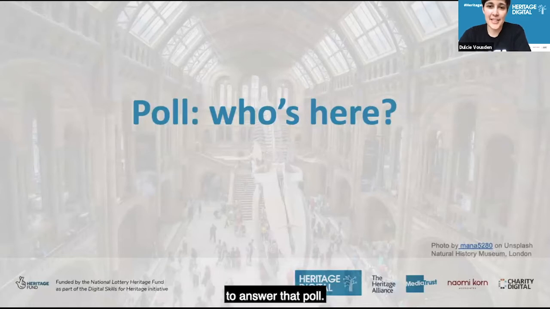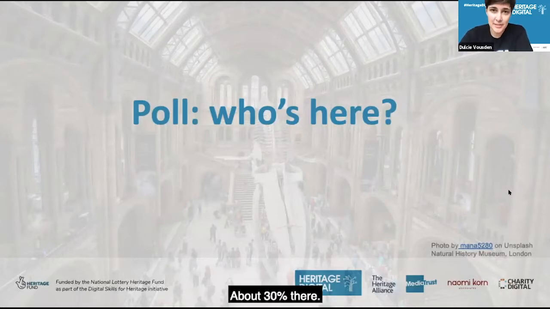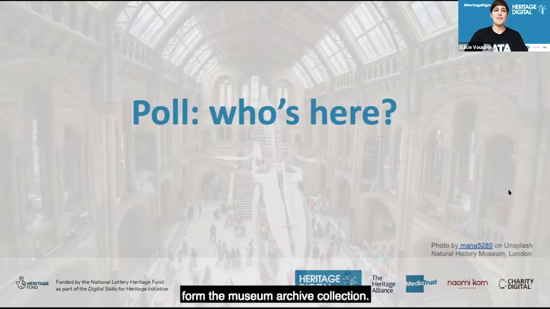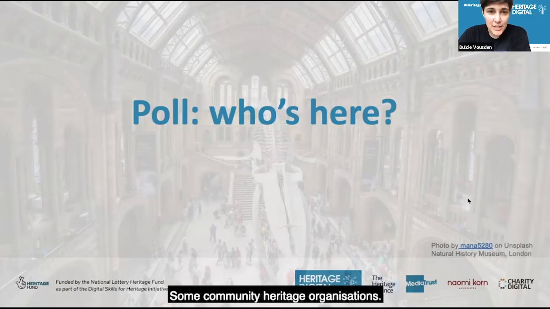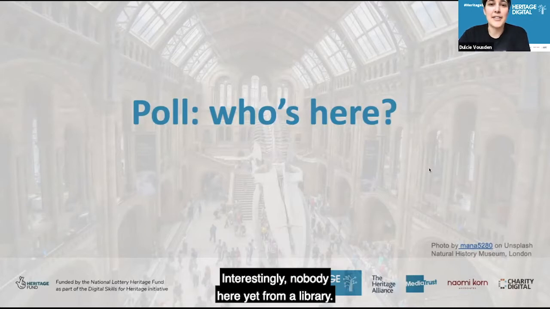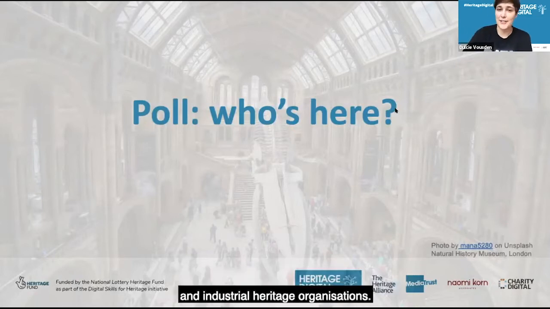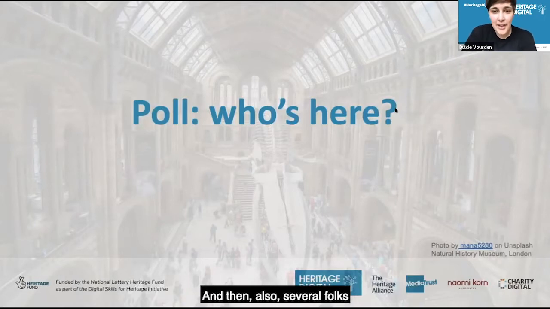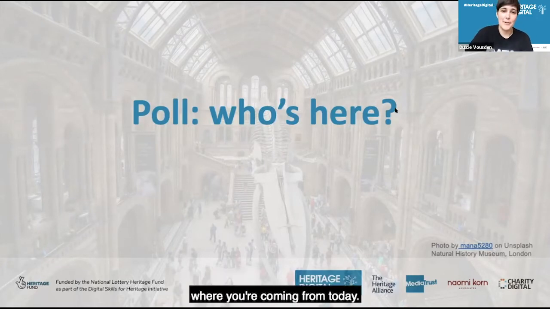All right, hopefully everyone's had a chance to answer that poll. And if you could just show us the results. All right, okay, so it looks like the majority of folks are coming from historic building or monument organizations, about 30% there. We've also got a strong contingent from the museum archive collection, about 22% there. Some community heritage organizations, a few people from archives. Interestingly, nobody here yet from a library. One person holding up the fort for the maritime transport and industrial heritage organizations. And then also several folks who weren't in any of these categories. So I would welcome you to tell us in the chat where you're coming from today. That'd be great.